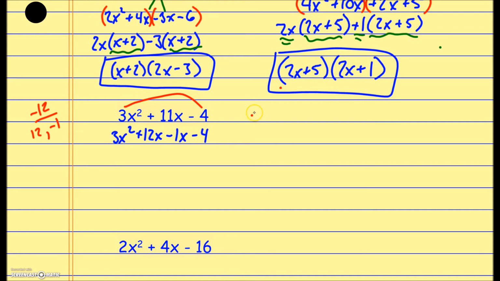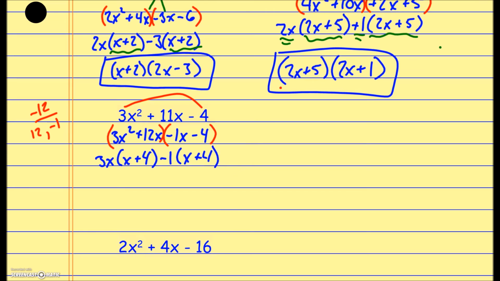And now I can do my factoring by grouping. So I group the first two terms together. I group the second two terms together. Out of the first two terms, I can factor out a 3x. Change back to blue here. So I factor out a 3x. That leaves me with an x plus 4. Out of the second two terms, I have to factor something out. This time it's going to be a negative 1.